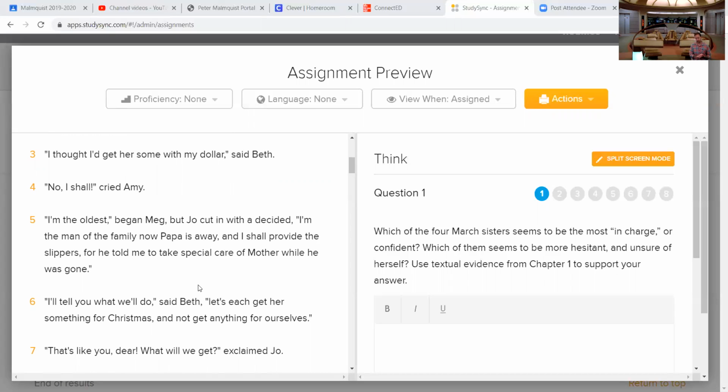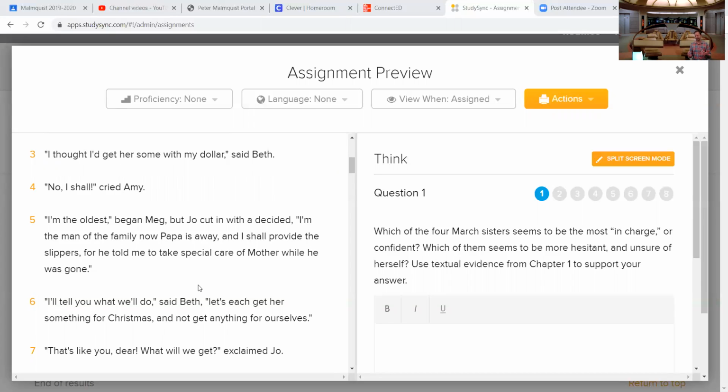Okay, so we have Joe here saying, "I'm the man of the family now." Joe's one of the sisters, but remember back then, they've always considered someone has to be the man of the house. This was a long time ago, so the man of the house was the person in charge. And since their father is away at war for the Civil War, there is no man. So Joe was given that task of kind of being the one in charge.